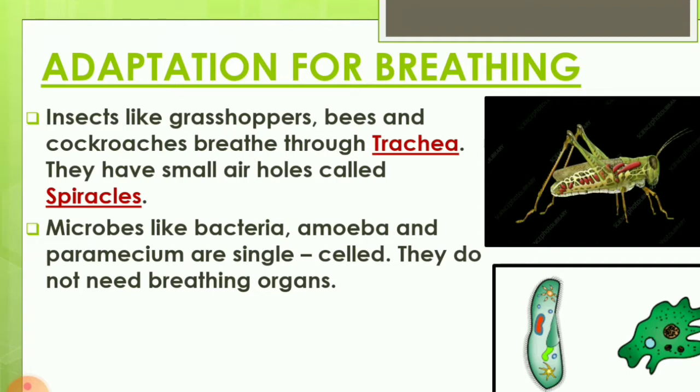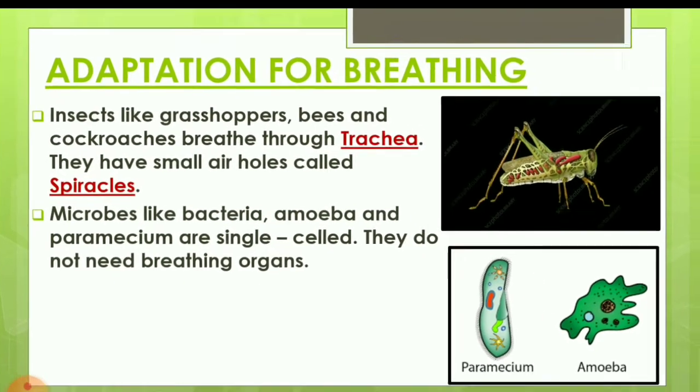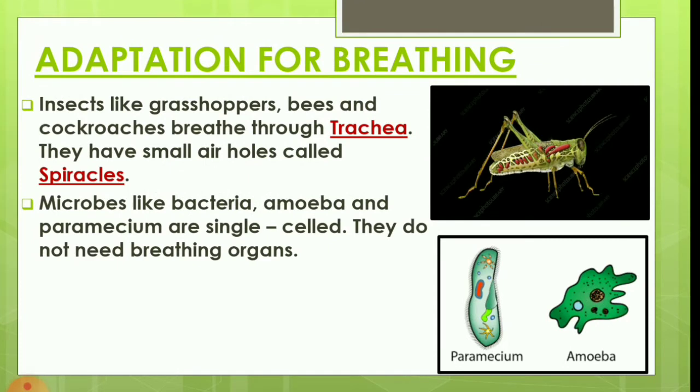Microbes like bacteria, amoeba and paramecium are single cell. They do not need breathing organs. And single cell animals like amoeba and paramecium, they don't have any breathing organ. Everything takes place through their body surface.